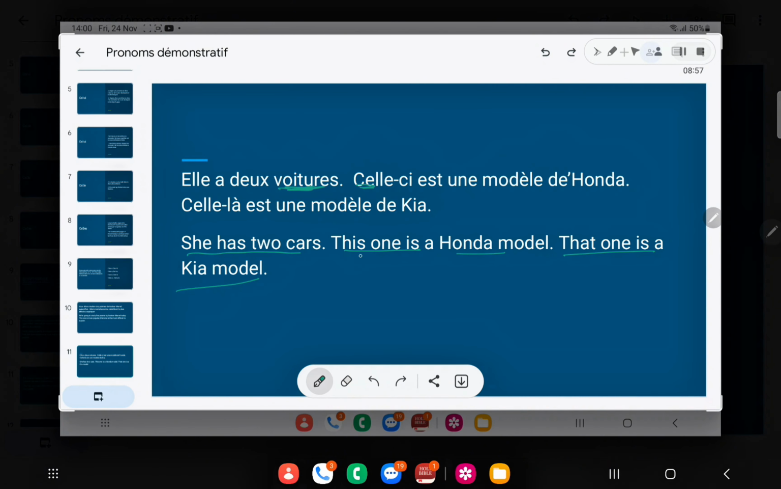So she has 2 cars. This one, celle-ci. This one is a Honda model. That one, celle-là, is a Kia model. So you see the function of the celle-ci here. That is, it's trying to pinpoint location.